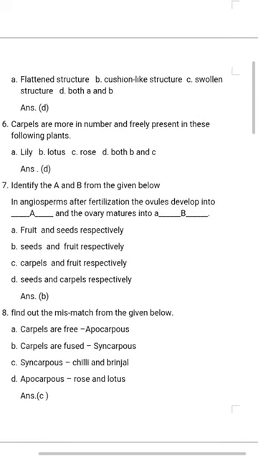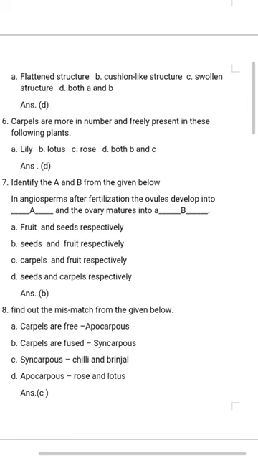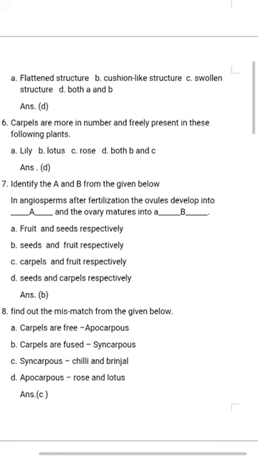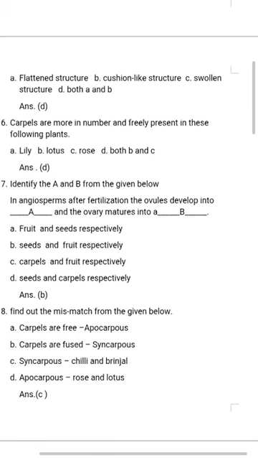Now let us discuss the sixth question. Carpels are more in number and freely present in the following plants. Option A, lily. Option B, lotus. Option C, rose. Option D, both B and C. So carpels are more in number in flowers like lotus and rose, and they are freely present. Understood? This is an NCERT textbook concept only. So the correct option for this question is option D, both B and C flowers.